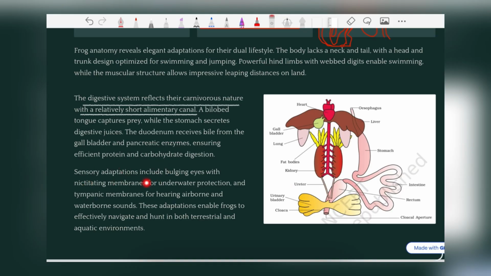Sensory adaptations include bulging eyes with nictitating membranes for underwater protection and tympanic membranes for hearing airborne and waterborne sounds. These adaptations enable frogs to effectively navigate and hunt in both terrestrial and aquatic environments.